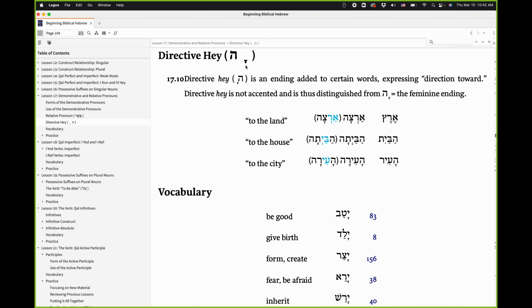It's just a he. So if you see a he on the end of a word, there's really probably only four things it can be. It's either this, or it's a feminine singular noun or adjective, Qal perfect 3ms or 3fs, or cohortative. So if it's not those other three, then it's going to be directive he.